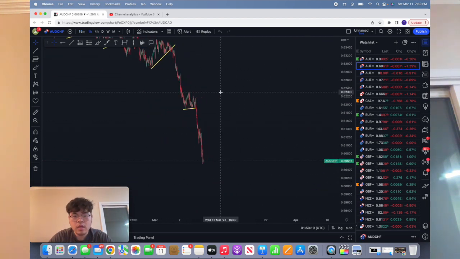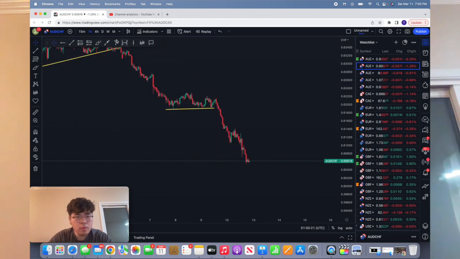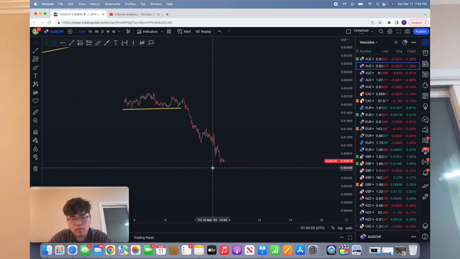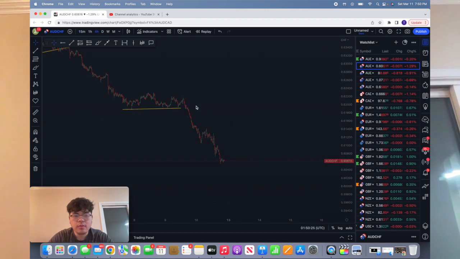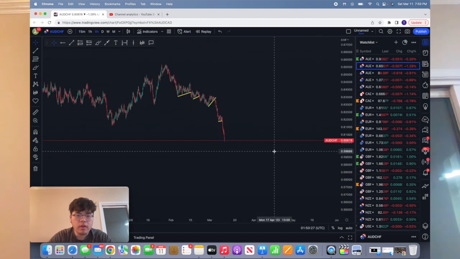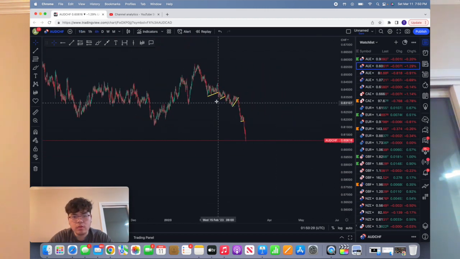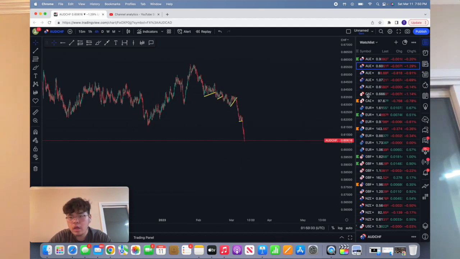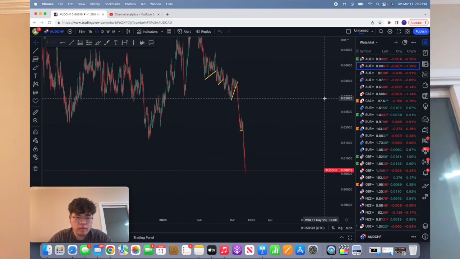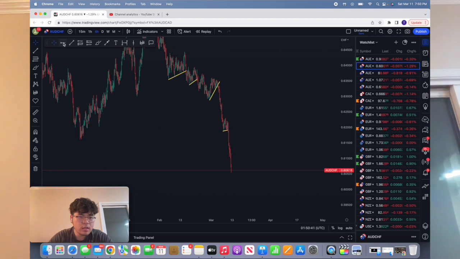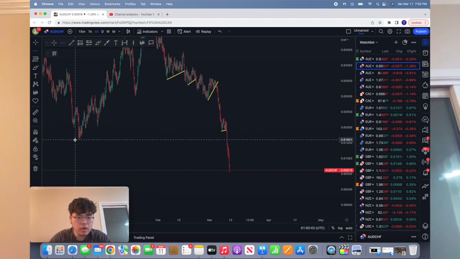AUD Swiss, we want to see. I don't really like this pair, honestly. I'd rather just keep it as a test pair, but we do kind of see to the downside. It's the same flow of the market. So moving on, but keeping AUD Swiss, it's more for a back test. I want to test enough for me to be comfortable to enter.